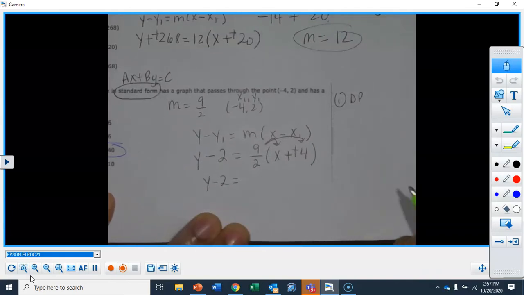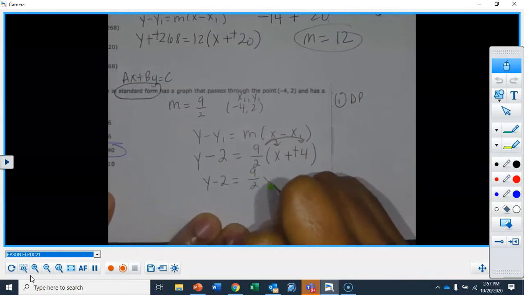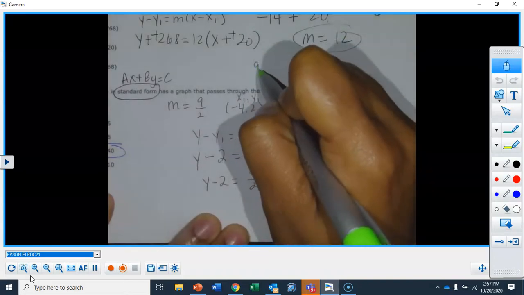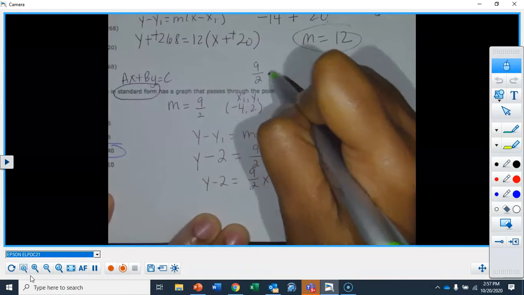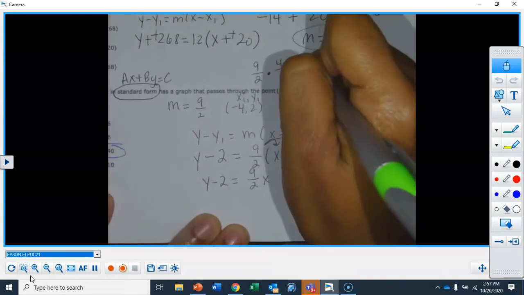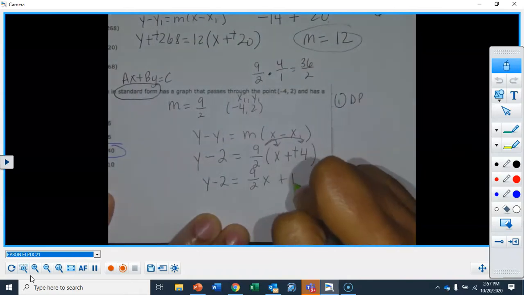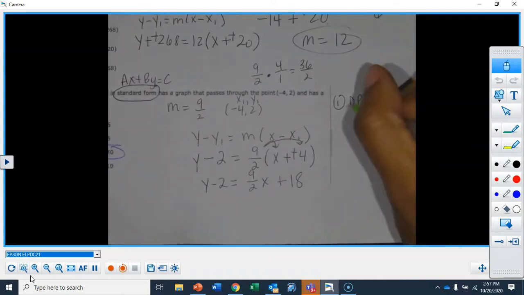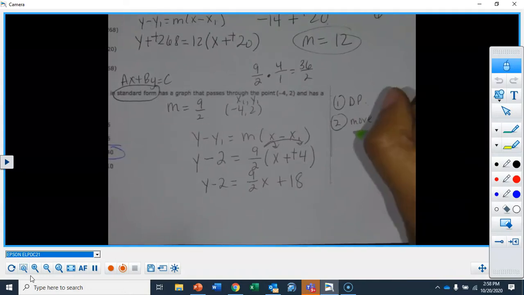Okay, now I'm ready to do the distributive property. 9 over 2x, and then I'm going to do some scratch work, maybe like right here. 9 over 2 times a positive 4 over 1 is equal to 36 over 2. That's where we get 18 from. Okay? The second step after you do the distributive property is you're going to move your constant.